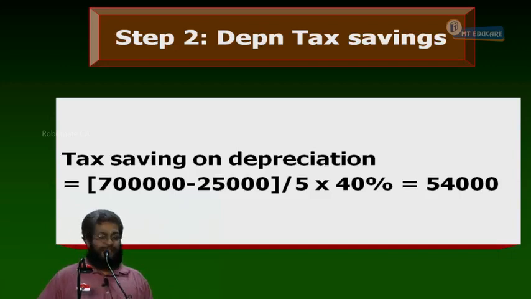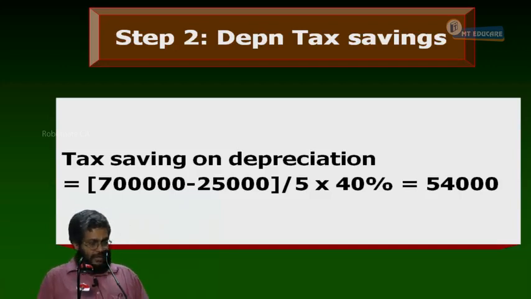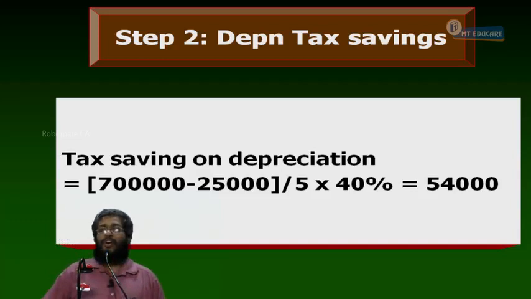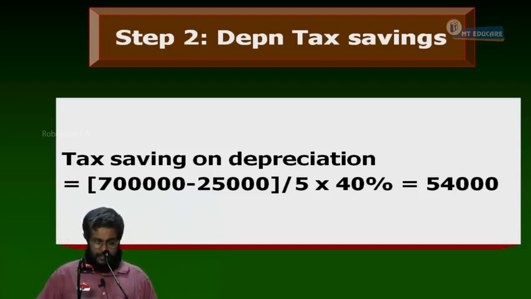Now write on. Salvage value is equal to, read along with me, how much you can sell? 25,000. Salvage value is equal to 25,000 minus cost of the machine, book value. What is the book value? 25,000. How is it 25,000? Because every time I depreciate 1,35,000, at the end of the fifth year, what is the WDV? 25,000.